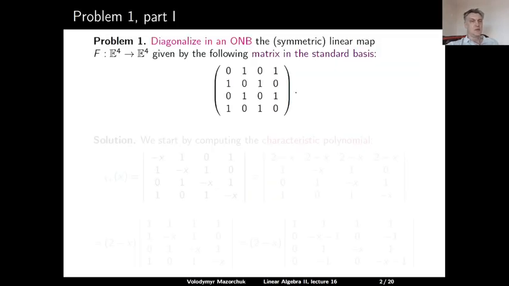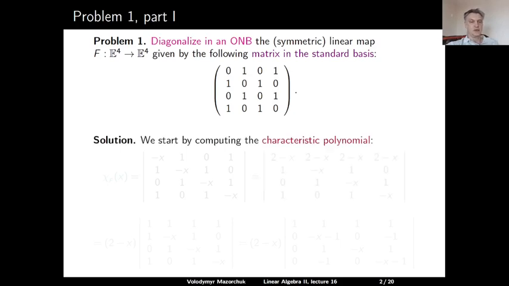Diagonalize, in an orthonormal basis, the symmetric linear map F from E4 to E4, given by the following matrix in the standard basis. 0, 1, 0, 1, 1, 0, 1, 0, 0, 1, 0, 1, 1, 0, 1, 0.